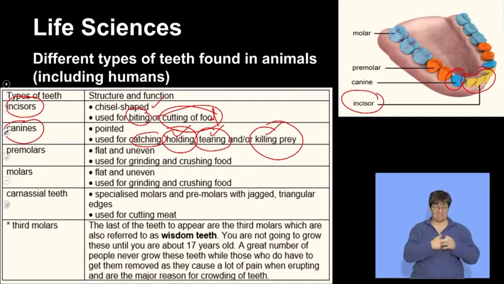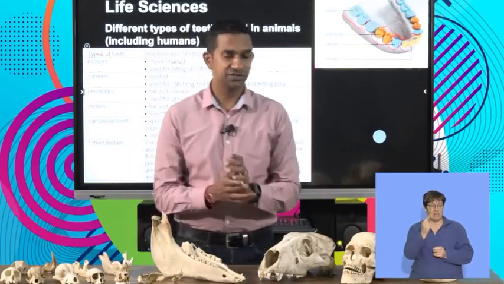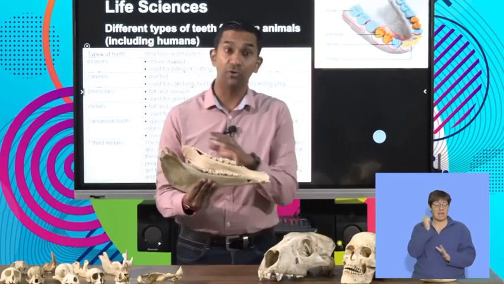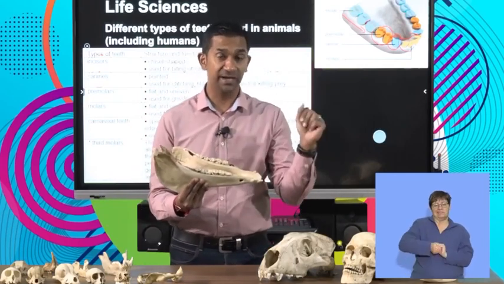The next set of teeth we look at are your premolars. These are the ones that are situated behind the canines but in front of your molars. They're generally flat and uneven. They're used for grinding and crushing food. If you think about the functions, these are the teeth that are probably the best suited for organisms that chew and grind a lot.